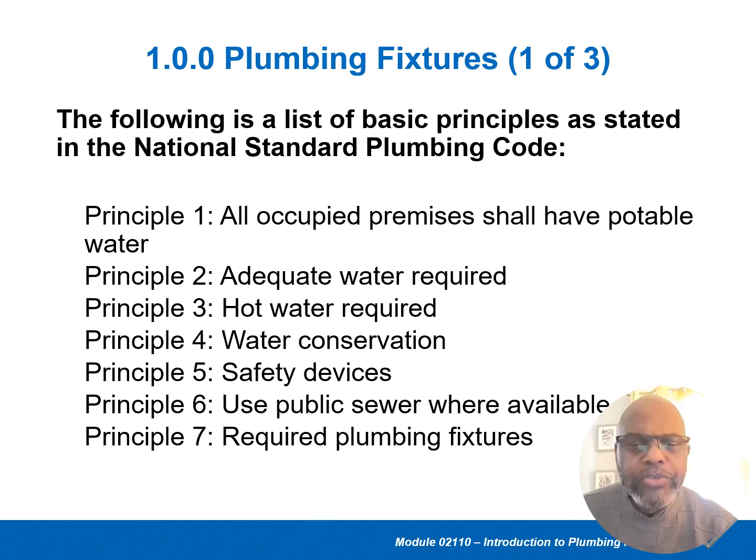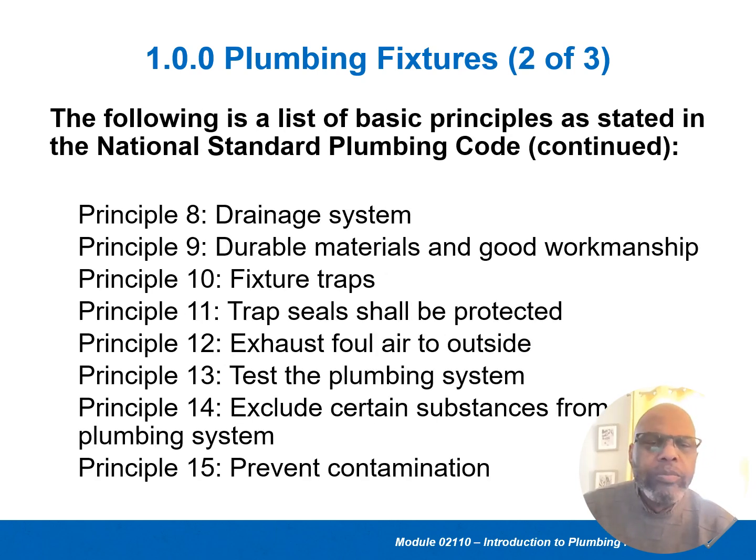Principle six is use public sewer where available. Of course, there could be septic systems that don't use a public sewer, but if there's any way to do it, the city or the national codes will require you to tie into a sewer system. Seven, required plumbing fixtures. Eight would be drainage systems. Nine, durable materials and good workmanship.